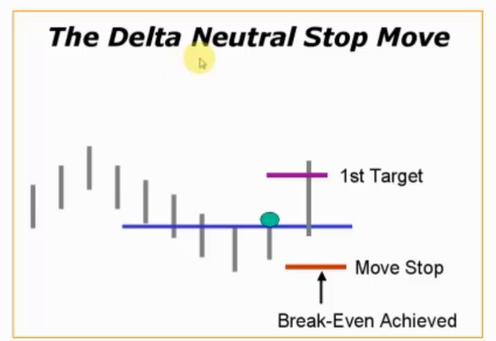But the delta neutral stop move, and the way the software is designed, it determines a very high probability target that also has to do with where we can move our stop to still give the stock plenty of wiggle room to work in the trade.